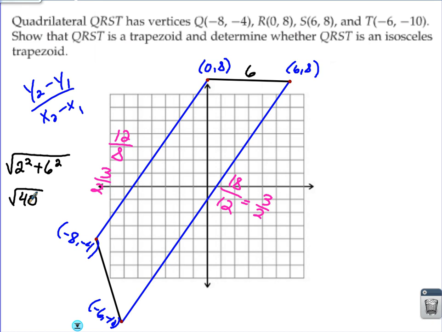In your other method, if you wanted to, you could have found the distance to see if it's isosceles. Find the distance of the 2 diagonals. If the two diagonals are equal in length, then yes, it would be isosceles.